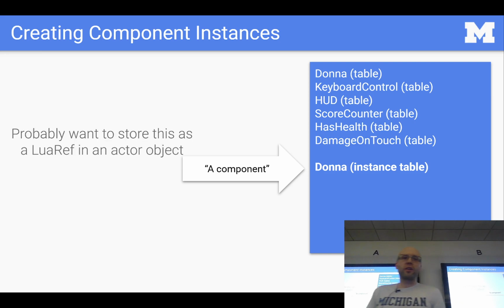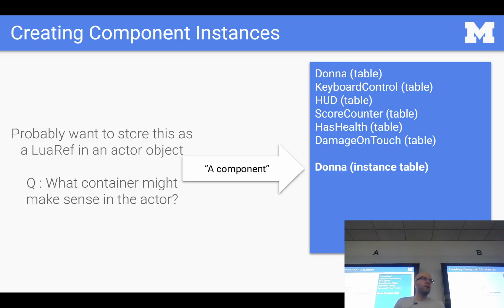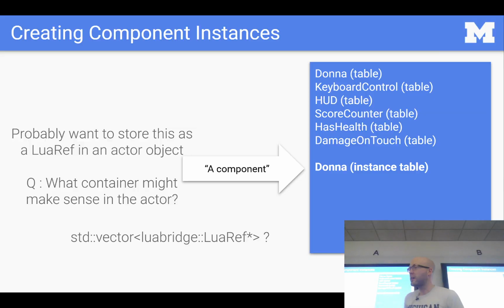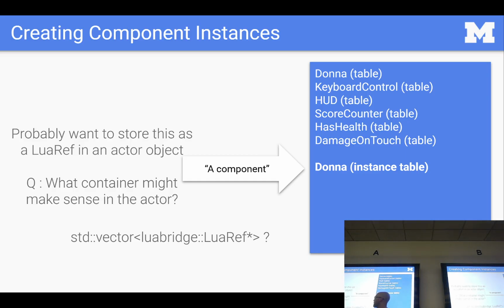So we probably want to store this as a Lua ref inside of an actor, right? Because actors are containers for components, okay? You might ask yourself, what container within the actor class should I use to store my components? You might say, well, I'm going to have an std::vector of type Lua ref, or a pointer, so you're not copying Lua refs all around everywhere, okay? Would you use that? The answer is probably not, okay?